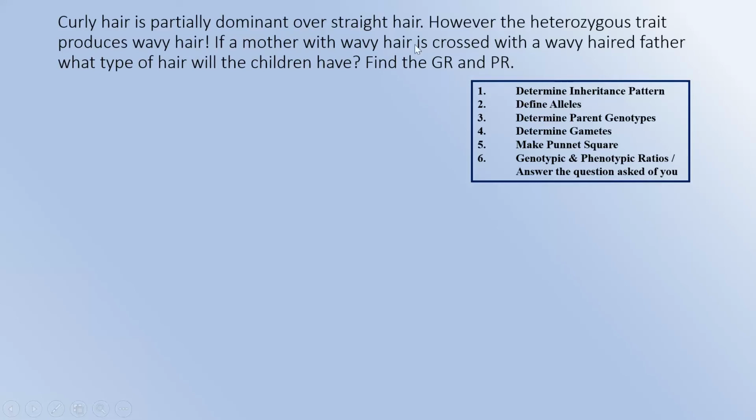If a mother with wavy hair is crossed with a wavy-haired father, what type of hair will the children have? Find the GR and PR. I expect you to know by this point that means genotypic ratio and phenotypic ratio.